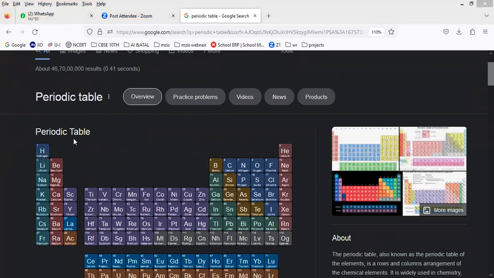So you can see this is the period 1. This is the period 2. And this is the period 3. So which period is sodium coming in? Third period.